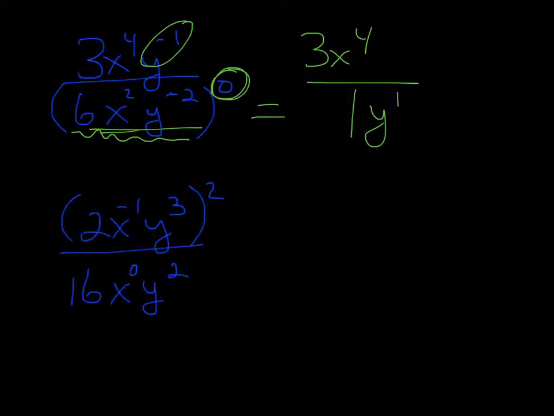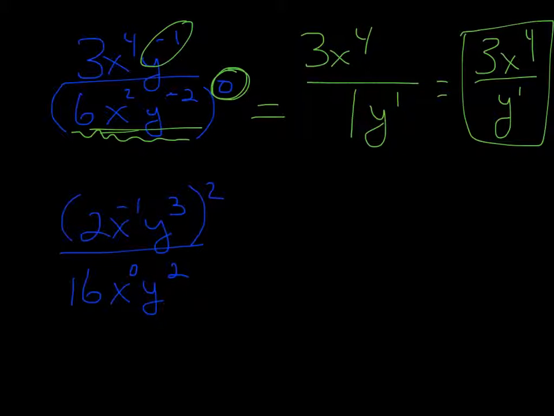has to move down to the bottom. So let me just clean that up a little bit. That's just going to be 3x to the fourth over y to the 1, or y to the first. It doesn't matter if you write that 1 there or not, and that's your final answer. So if you got this answer, great.